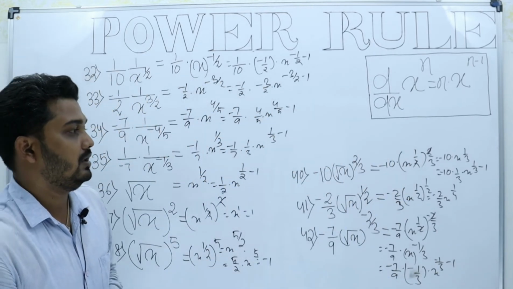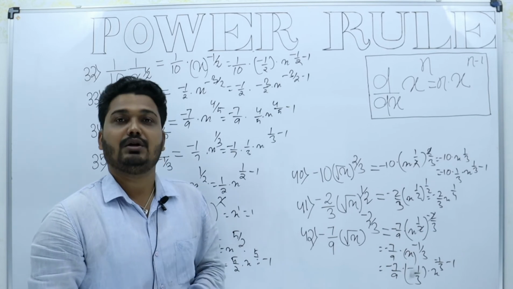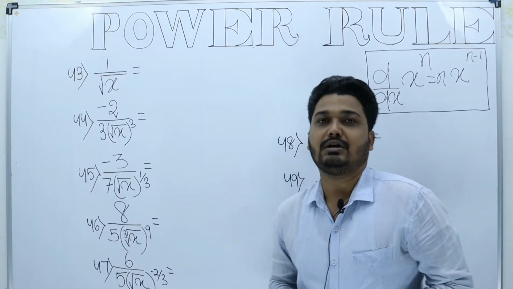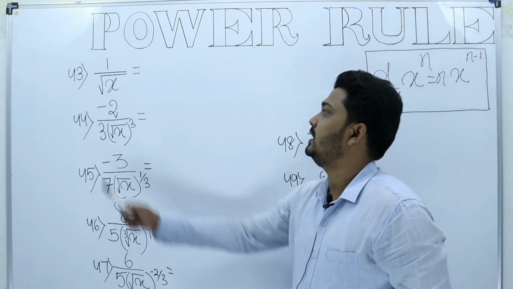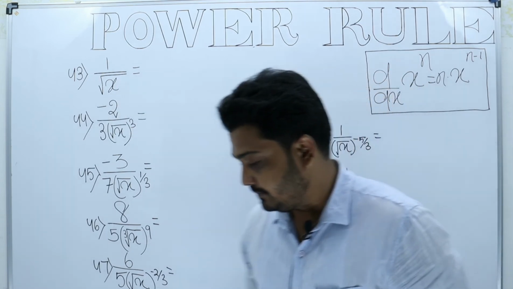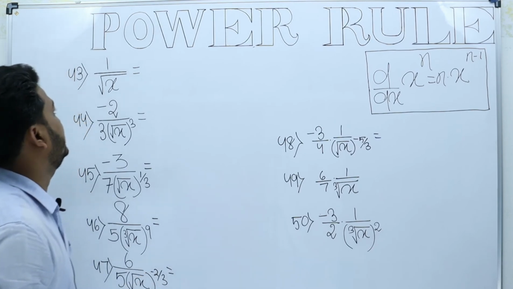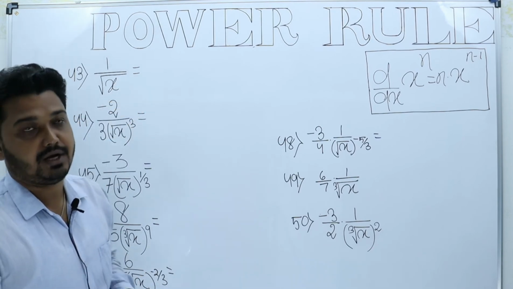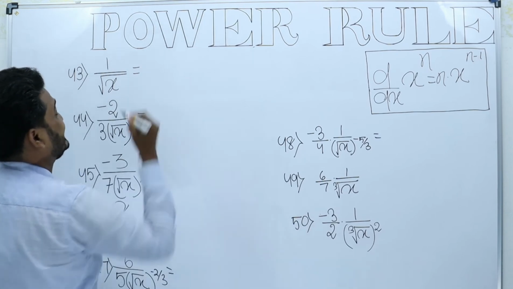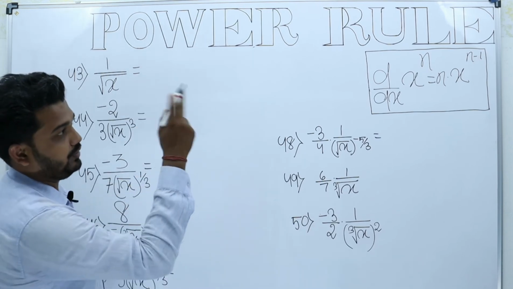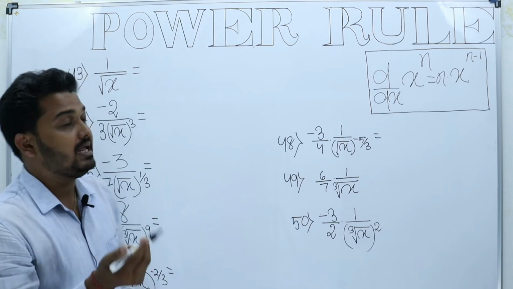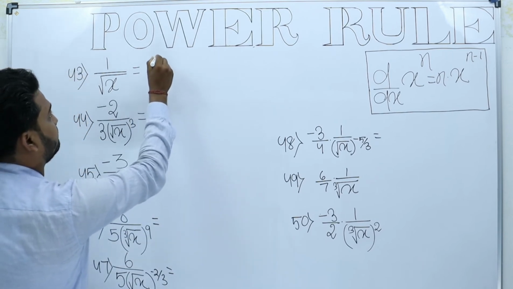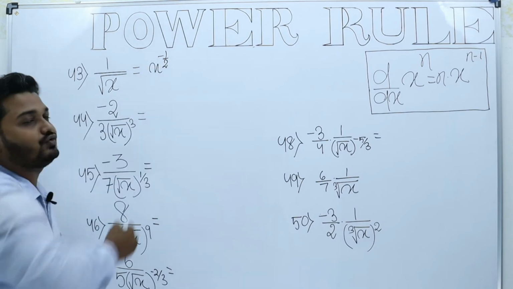So all this solve a type of question, and next we will solve some new type of question. So now let's solve similar type of question. Here in the first question it is given, find the derivative of 1 by root x. We know root x means by default the power is 1 by 2, but here x is in the denominator. So to find the derivative, first we have to bring x into the numerator. So in the numerator the power of x is minus 1 by 2.